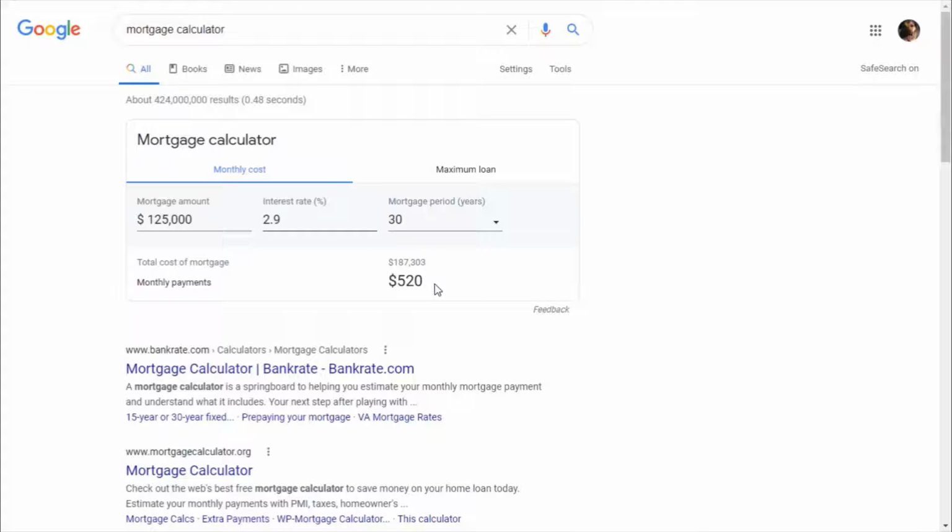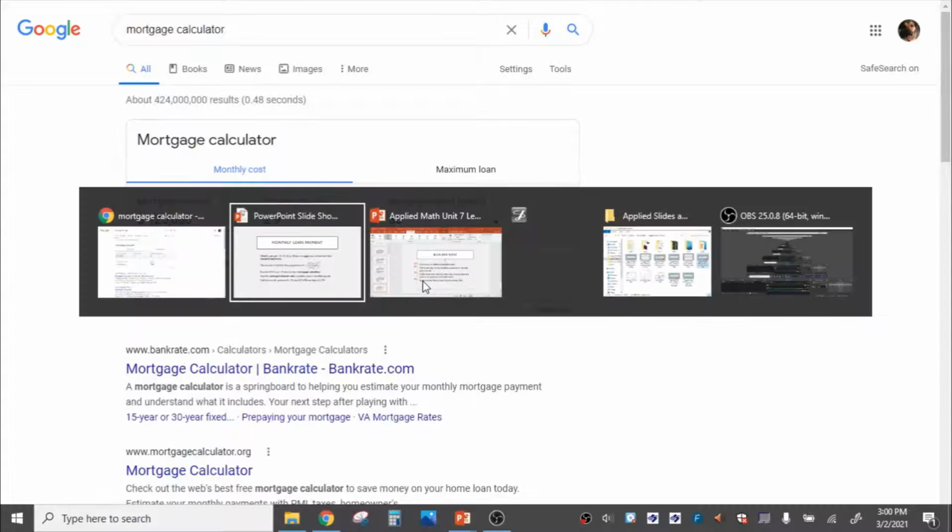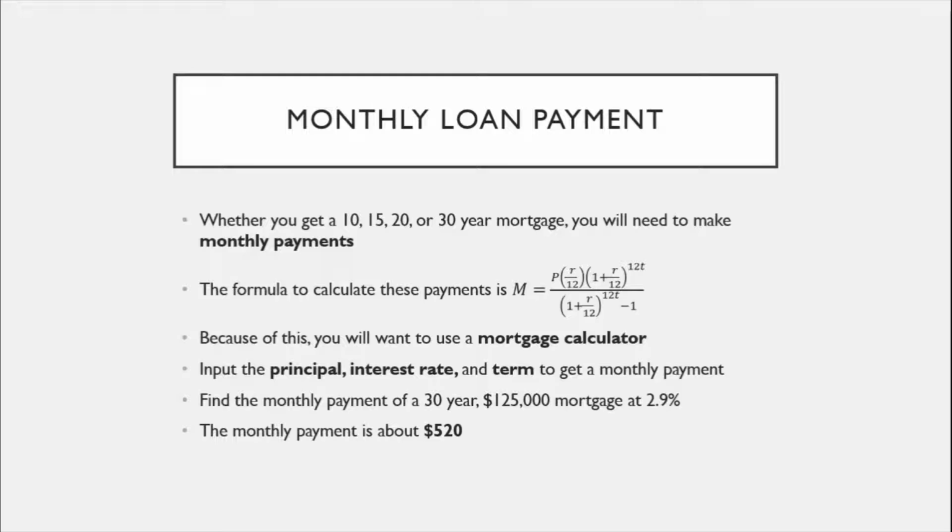And that's saying that our monthly payment, and that's just principal and interest, and we'll talk more about other stuff on top of that, is going to be $520 a month for the next 30 years of our life. And there we go. The monthly payment's about $520.